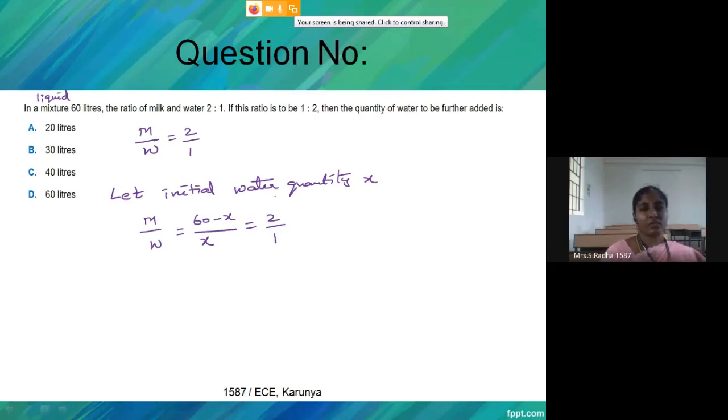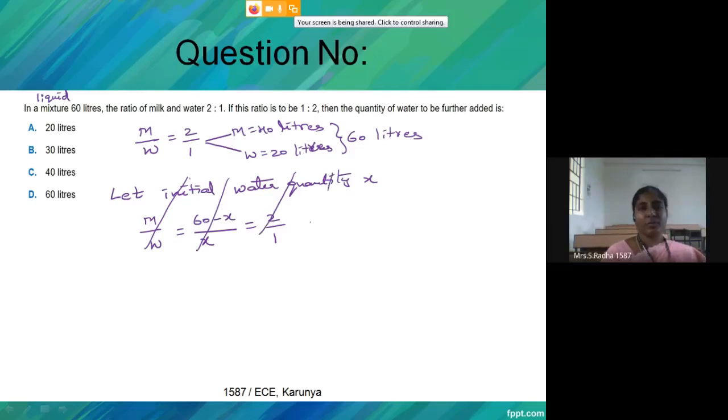Without this calculation also, you can directly find out. 2:1 means milk is 40 liters and water is 20 liters, and that's how the total quantity becomes 60 liters. If you are finding it difficult, you can follow this method, whatever I have written below. Otherwise this is not required. So if you are able to find 2:1 directly from 60 liters, this portion is not required.